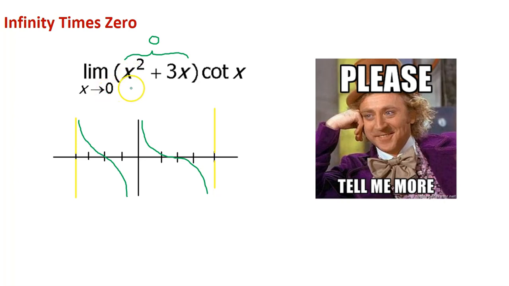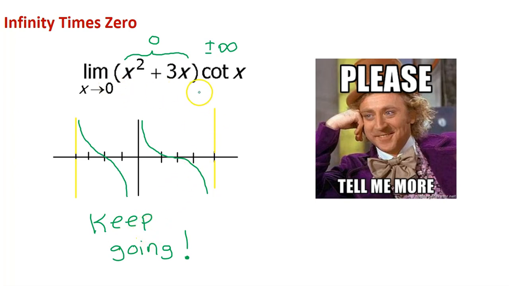As x approaches 0, this factor is clearly approaching 0, and back in AP Pre-Calculus, we learned that the cotangent function looks like this. So as x approaches 0, cotangent is approaching infinity or negative infinity. So what do we do? At the beginning of this lesson, I reminded you that 0 times infinity is not 0. This is an indeterminate form. This is a keep going type situation.